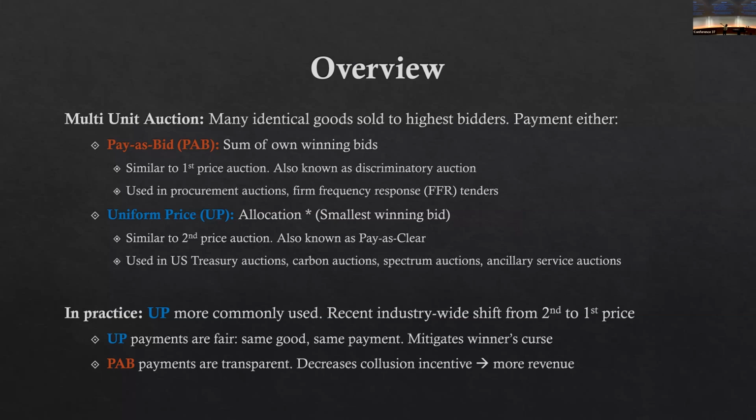And these have applications that are pretty ubiquitous in electricity markets, US Treasury auctions, spectrum auctions, and procurement auctions as well. In practice, uniform price is a lot more popular than pay-as-bid, particularly for the first reason that uniform price payments are fair. I mean, ideally, everyone should be paying the same amount for the same kind of good. But in recent years, there has been a transition from second price to first price, kind of across the board, and that's because of the increased demand for payment transparency.